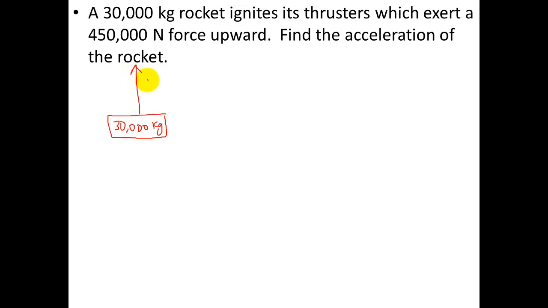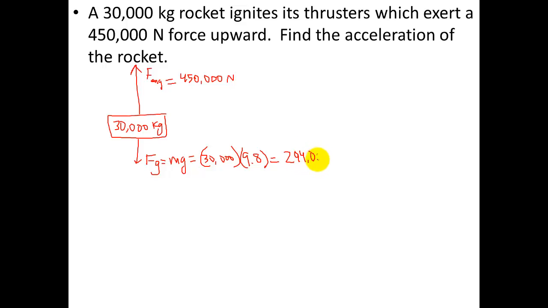It's providing an upward thrust. Force of, say, the engine is 450,000 newtons. We also have the force of gravity. This arrow should be smaller than this arrow because otherwise it wouldn't launch. The force of gravity is mg, which is 30,000 times 9.8, which is, let me grab a calculator here, 30,000 times 9.8, 294,000 newtons.